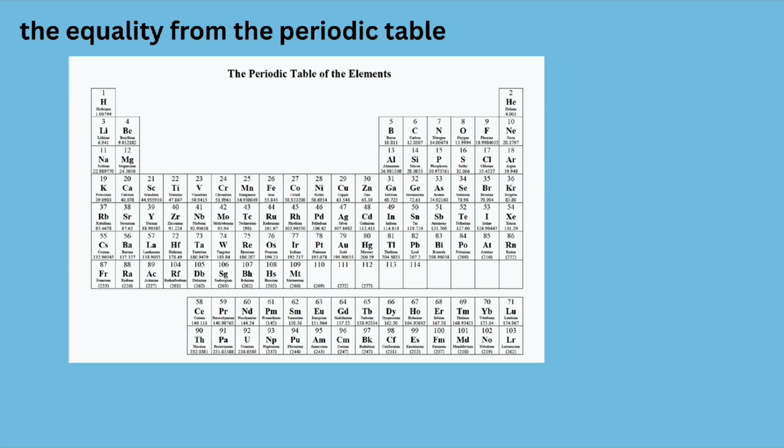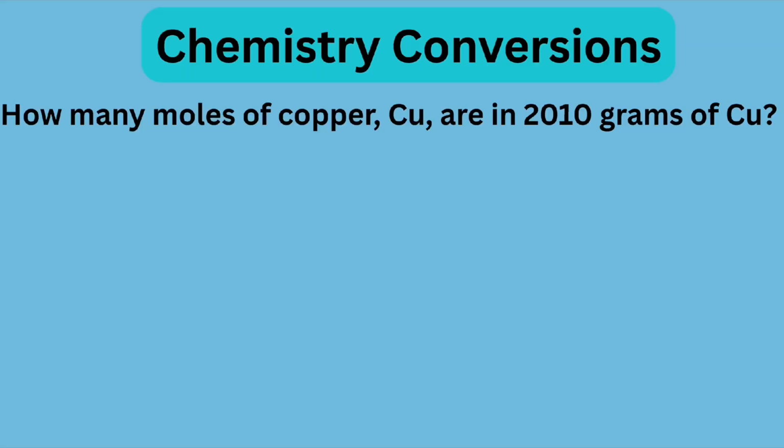What if we included the periodic table as a way to find new equalities? The periodic table tells you a lot of different information, but one important thing is the molar mass. If I look at hydrogen, for example, you have the molar mass of hydrogen, 1 mole is equal to 1.01 grams. We'll get into that more later on, but for now, let's find the molar mass of copper, because our example here is about copper.